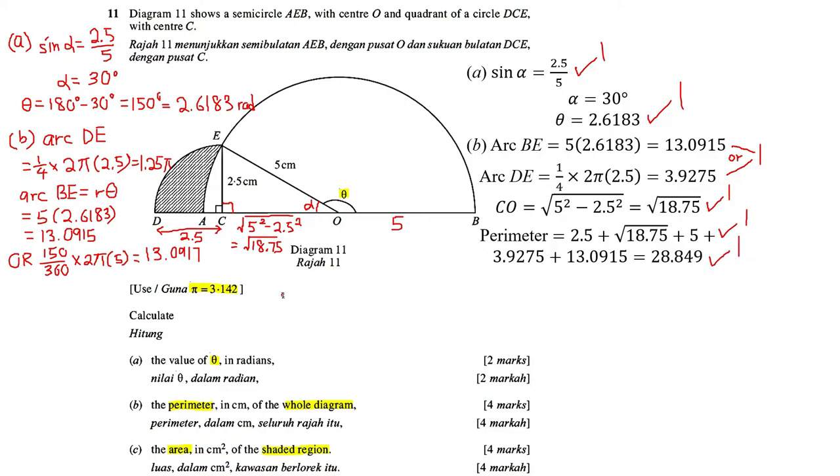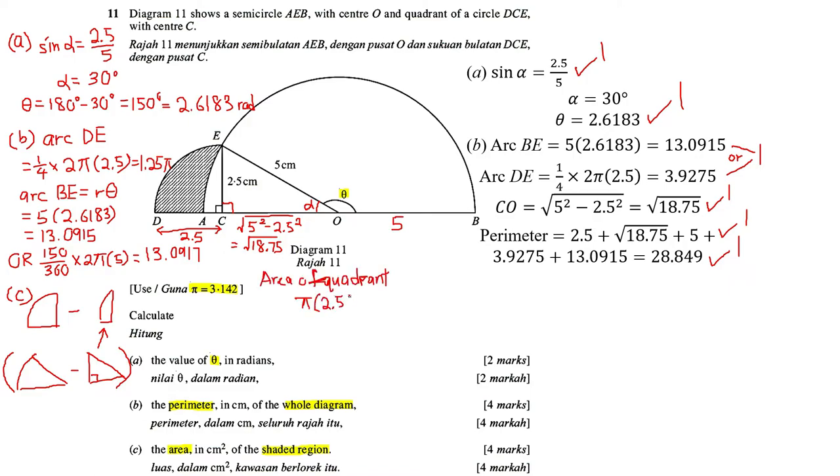So now let us look at question C. The shaded region is inside the quadrant, right? So basically, we need to use the quadrant minus the white region. You must think of the way to find this small white region, which is by finding the area of the sector minus the right angle triangle. So we find the area of quadrant first, pi r square, and then multiply with 1 over 4. So we get 1.5625 pi.